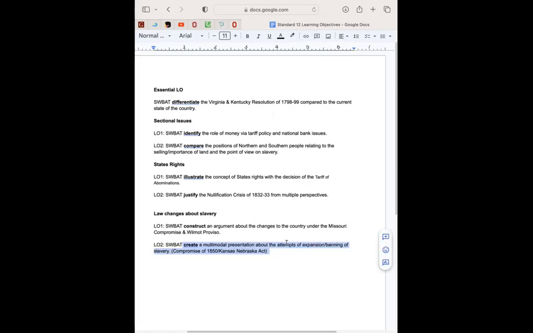And then our last learning objective for this lesson: students will be able to create a multimodal presentation about the attempts of expansion and banning of slavery regarding the Compromise of 1850 and the Kansas-Nebraska Act. Since this is a creating perspective, students could be really reaching with all of what you've already taught them for this creation, with the attempts of passing and maybe the potential banning of slavery, and then how that leads us into a civil war.